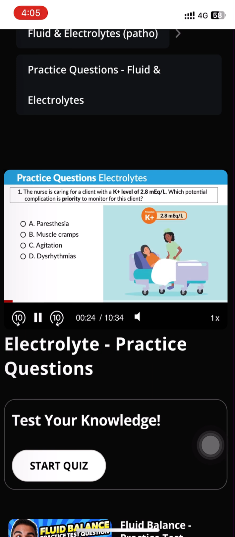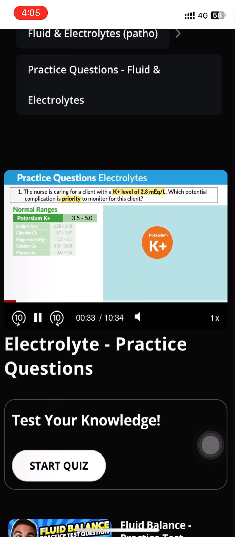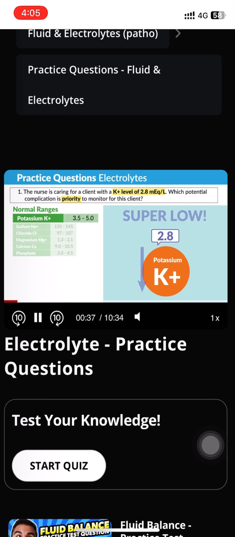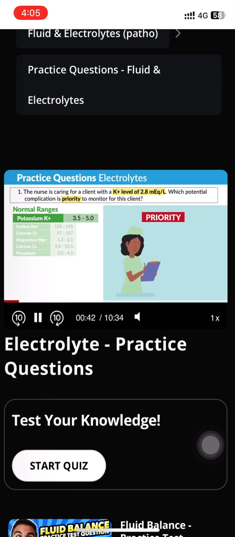Okay, let's break this question down. Always look at the key terms first. The question gives us a client with a potassium of 2.8. So potassium is normally 3.5 to 5.0. So 2.8 is super low. The question asks for the priority to monitor.